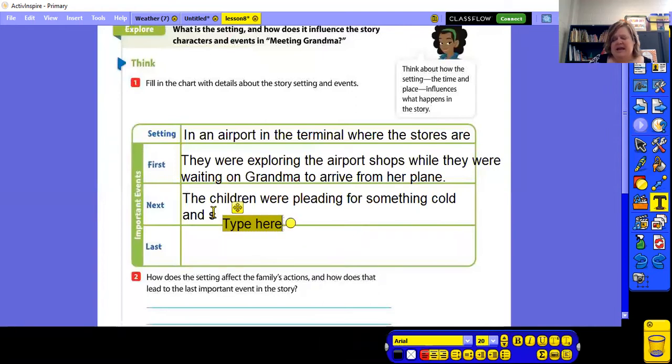So let's say, oh, I didn't mean to do that. I want to come over here and click on this. They were pleading for a cold drink, a pretzel, and what's the next one? Ice cream. And there's our little grammar lesson for the day, and ice cream. Then what happened?